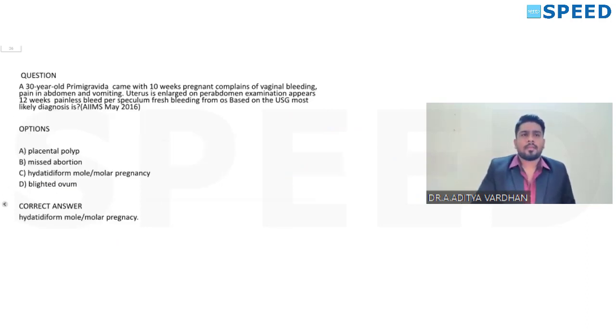Next question, please. A 30-year-old primigravida, a first-time pregnant woman, comes with a 10-week pregnancy. According to her LMP, it is 10 weeks. She complains of vaginal bleeding, pain in the abdomen and vomiting. These are all clinical features. The uterus is enlarged on per abdomen examination and appears to be 12 weeks.